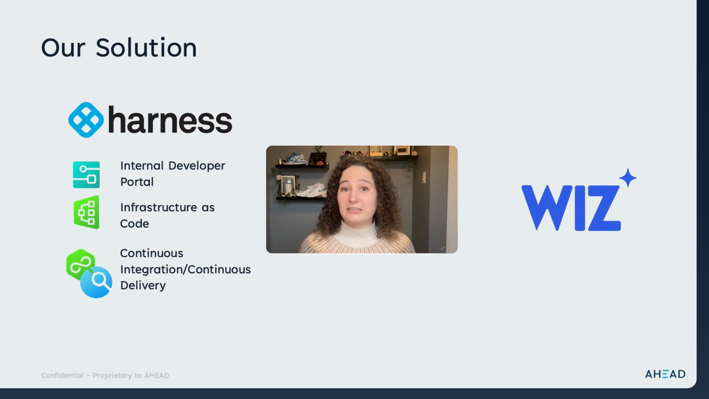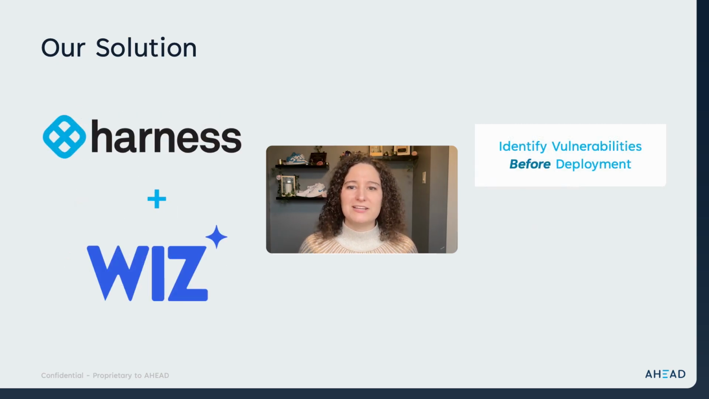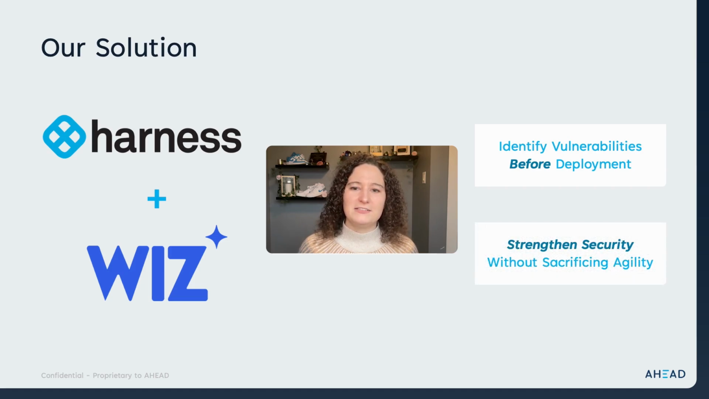By shifting security left, which means integrating it early in the development lifecycle, this solution helps organizations identify vulnerabilities before deployment, reducing risk and improving compliance, and strengthen security without sacrificing developer velocity or agility. The integration of Wiz CLI with Harness Security Testing Orchestration, or STO, ensures fast, accurate vulnerability detection while providing intuitive workflows that connect developers with security teams for rapid remediation.